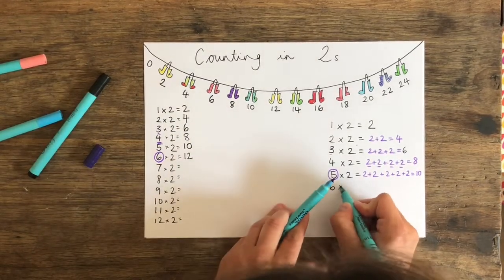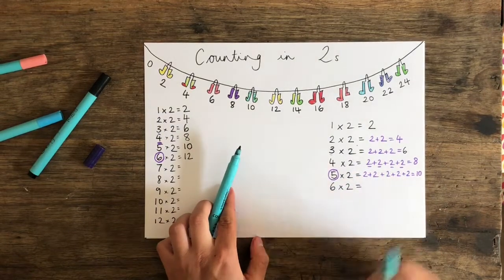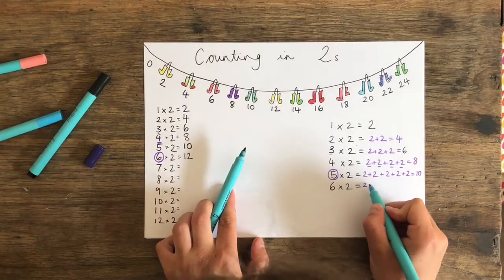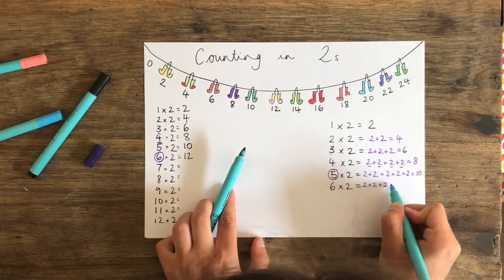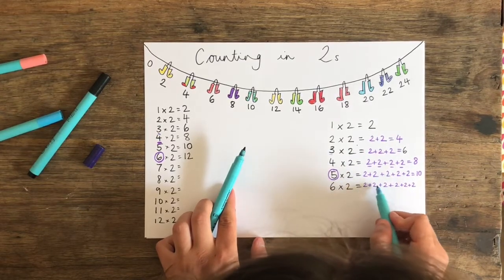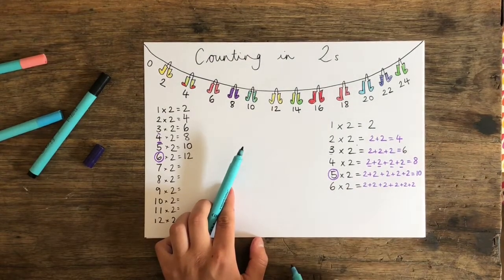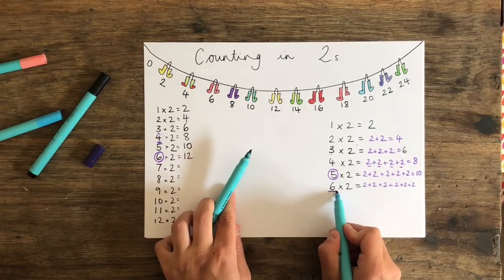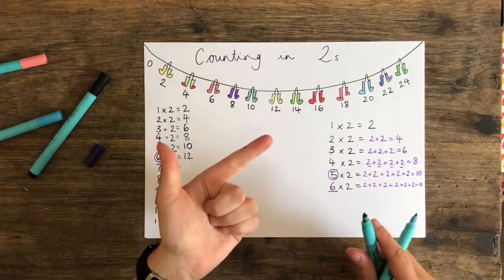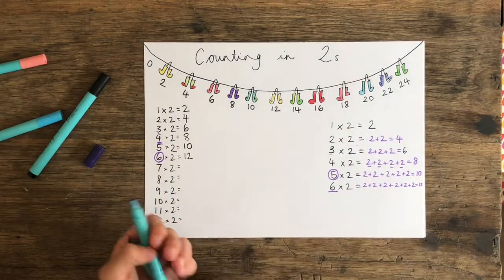It's the same as saying, for the repeat addition, how many 2's am I going to have now? Let's see. 2 plus 2 plus 2 plus 2 plus 2 plus 2. 1, 2, 3, 4, 5, 6. And why do I need 6? Because it's 6 times 2, and it is 12. 2, 4, 6, 8, 10, 12. Well done, everybody. Keep going.